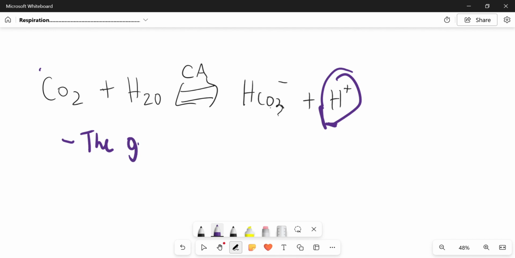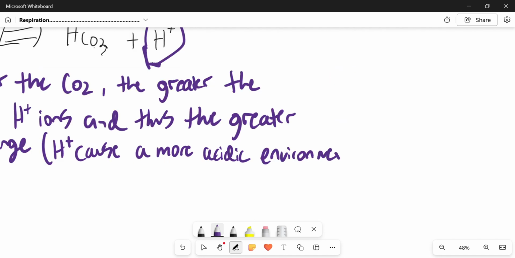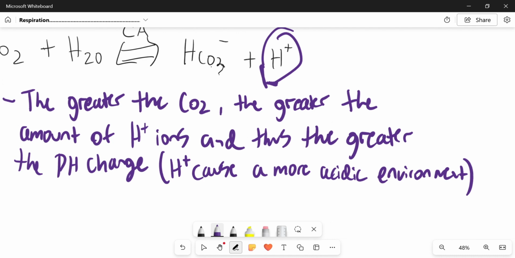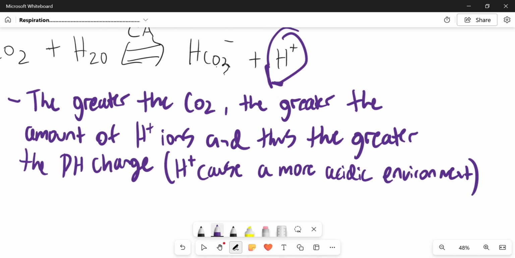So the greater, hopefully that makes sense. So the greater the CO2, the greater the amount of H+ ions, and thus the greater the pH change. And this is due to H+ causing a more acidic environment.